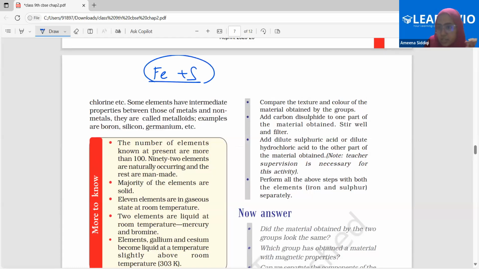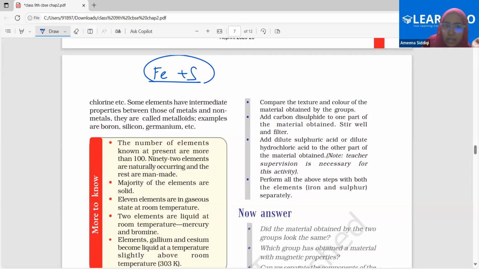Therefore, it behaves as a mixture. Now, what happens in a mixture? We'll discuss it right now. In case of a mixture, what happens? The properties of the combining units are there. The overall properties of the mixture are the result of the total properties of the combining units.